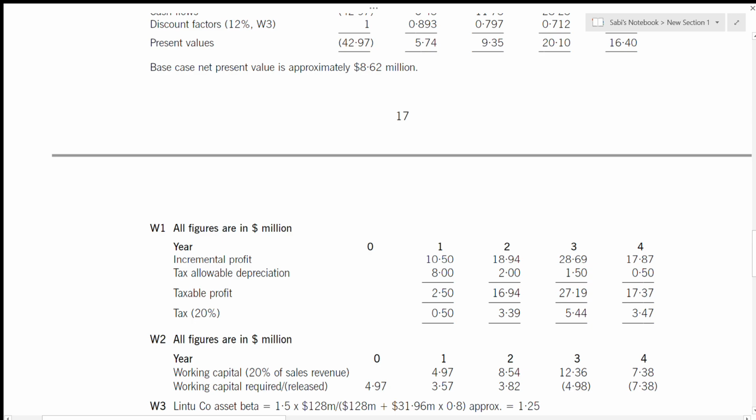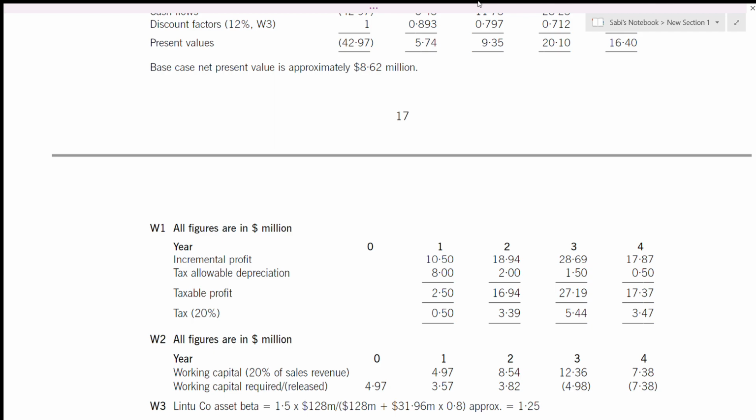They haven't given the working here, but I will give you the working how they have calculated the tax allowable depreciation, because it's very important that you know how to calculate. Tax allowable depreciation is an area where most of the students get it wrong. So make sure that it does not happen with you.